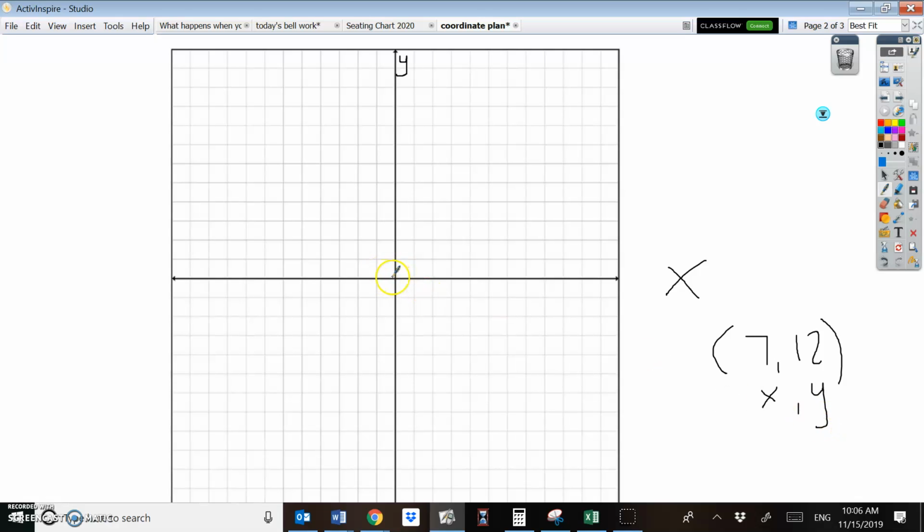So I start at the origin and move to the right, because it's positive, move to the right 7 spaces: 1, 2, 3, 4, 5, 6, 7. And now move positive 12 places: 1, 2, 3, 4, 5, 6, 7, 8, 9, 10, 11, 12. This point right here is the point (7, 12).